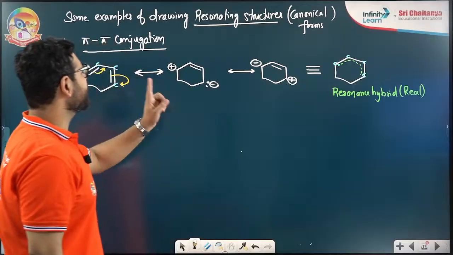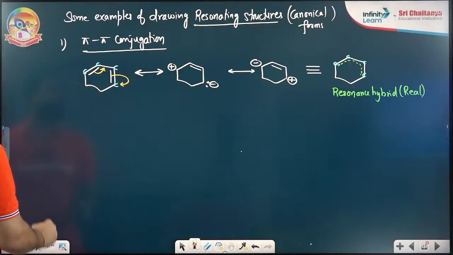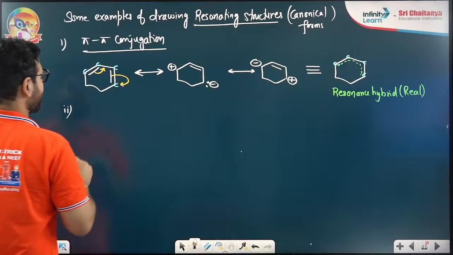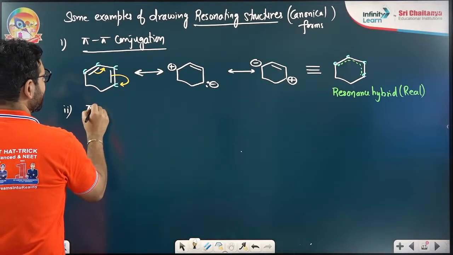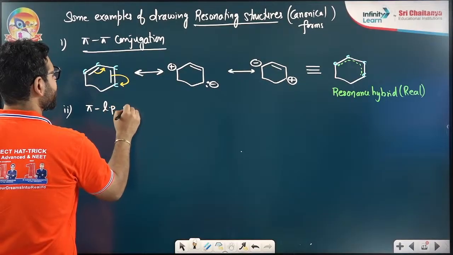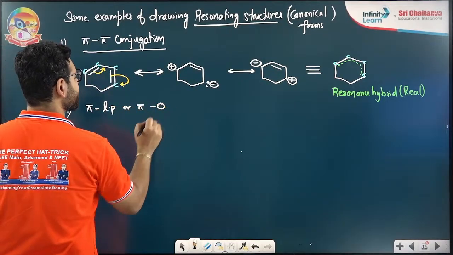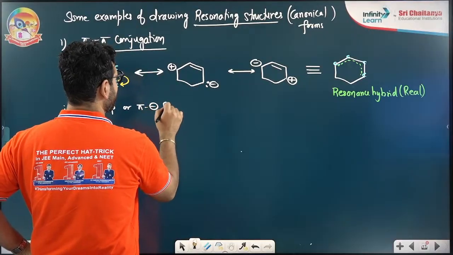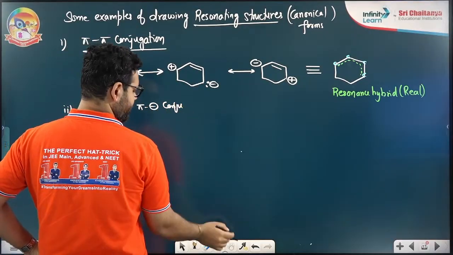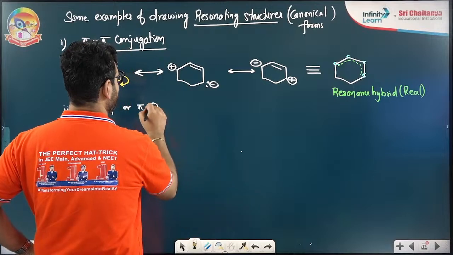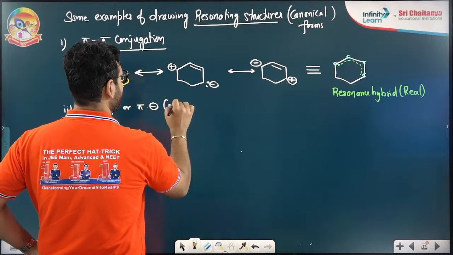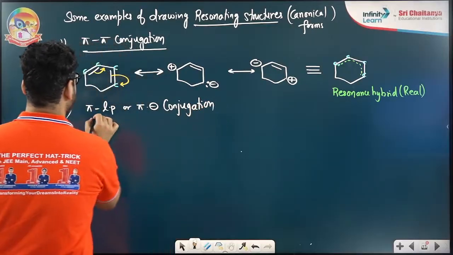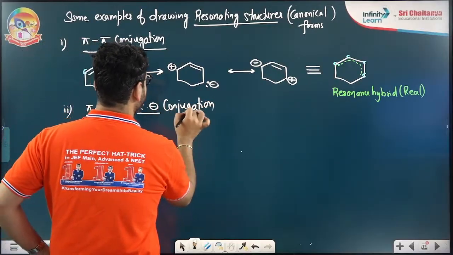I hope the first type of conjugation is clear to everybody: pi-pi conjugation. The second one is pi lone pair, or you can say pi negative conjugation. Both are similar to each other. Any one you can see. Pi lone pair conjugation or pi minus conjugation.